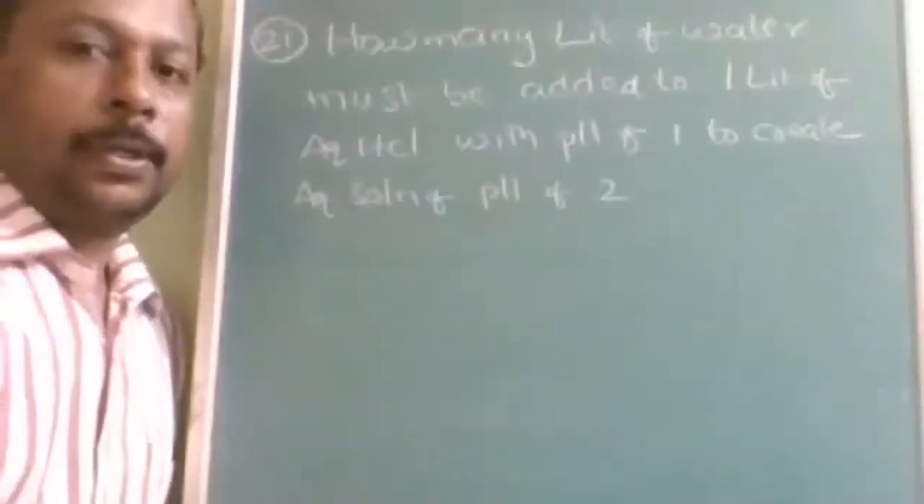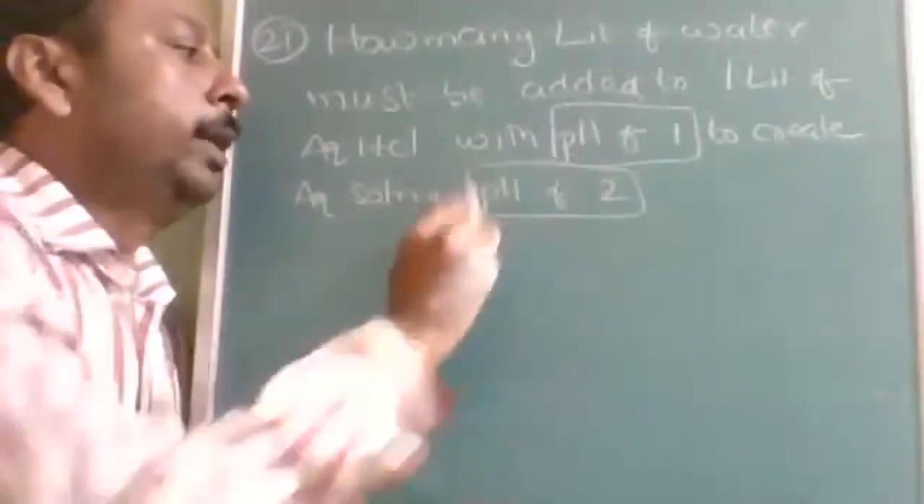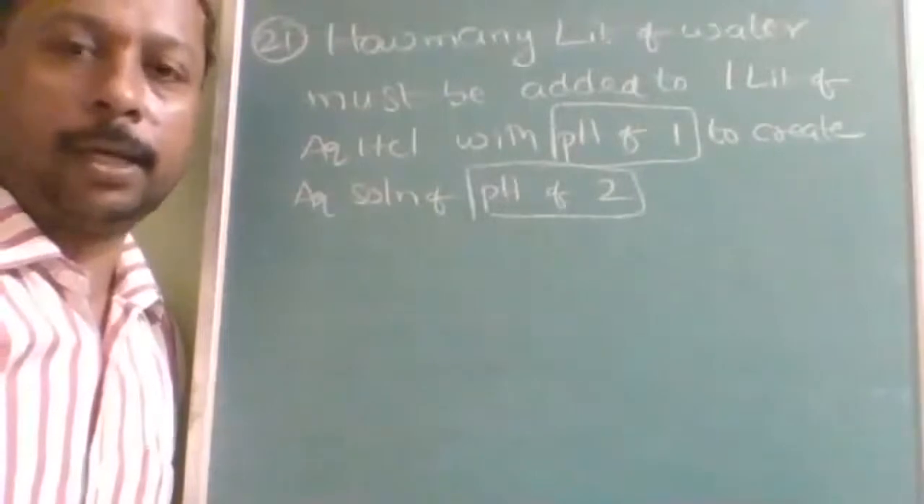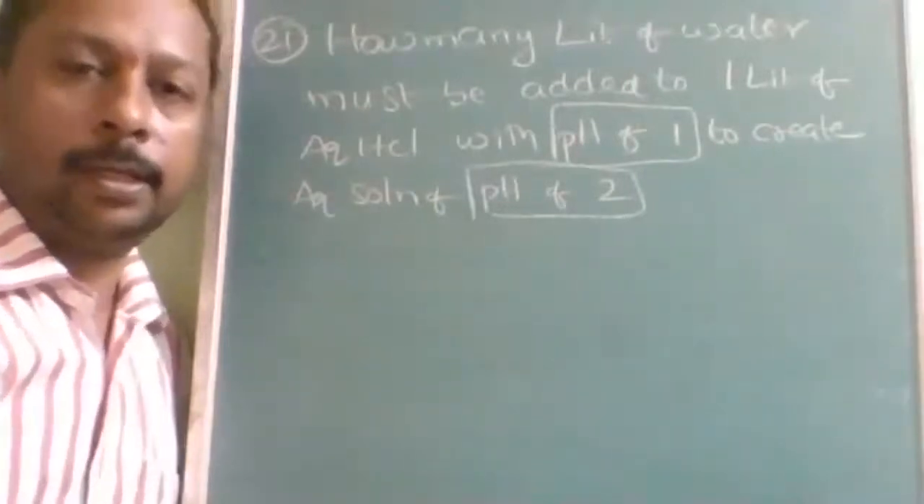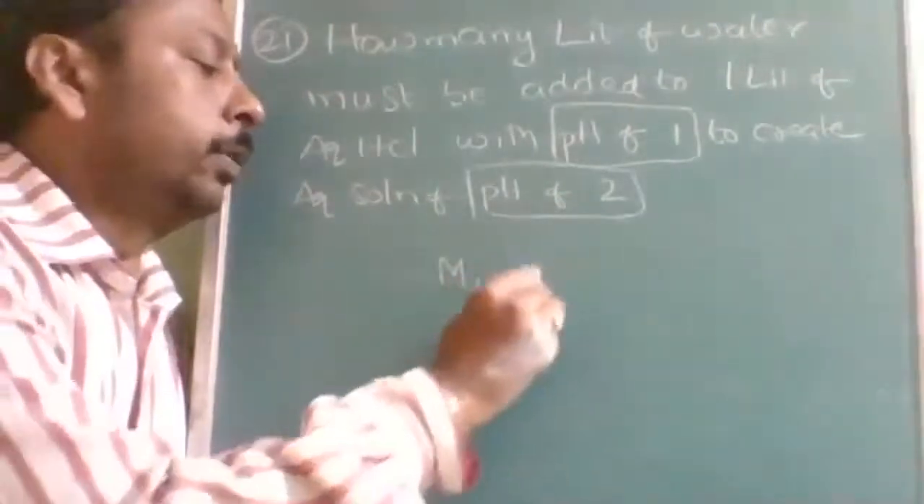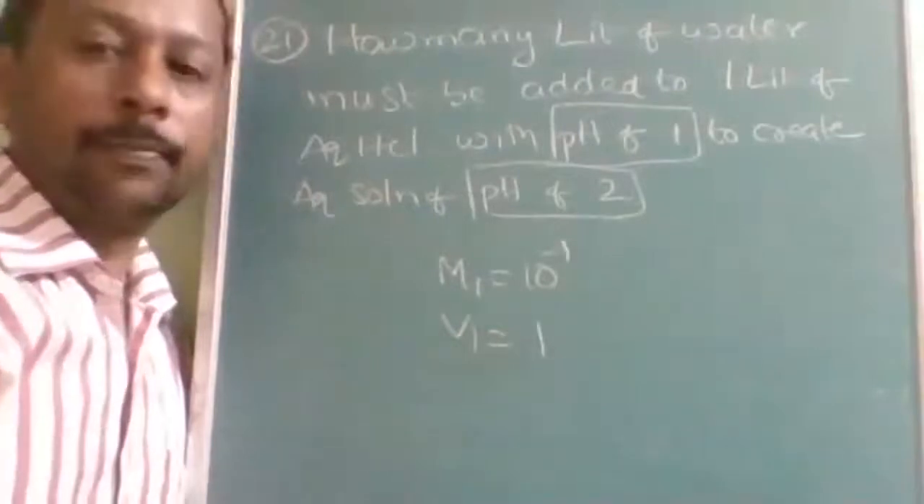Very simple question. They have 1 liter of pH 1 solution. They wanted to make it pH 2 solution. How many liters of water must be added? Okay. Integer type question. So pH 1, that means M1 is equal to 10 to the power of minus 1. V1 is 1 liter.